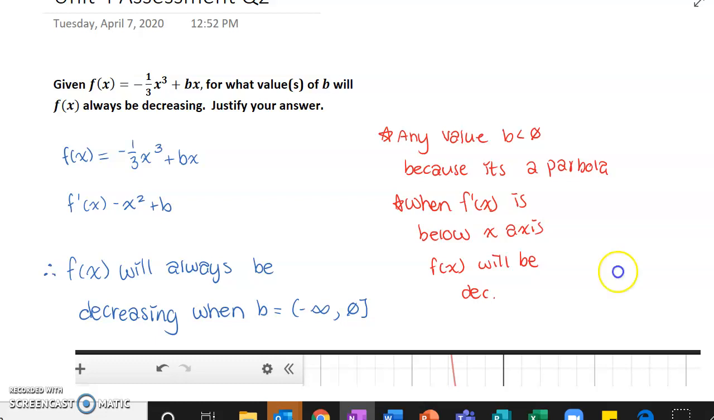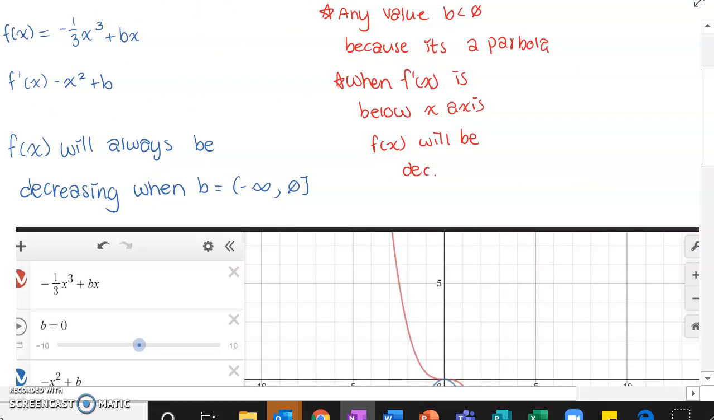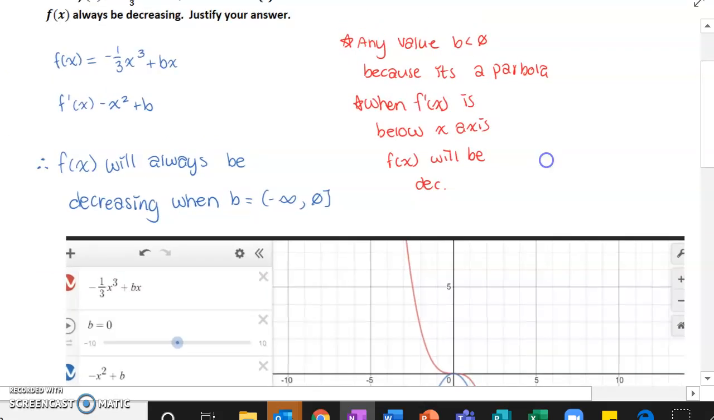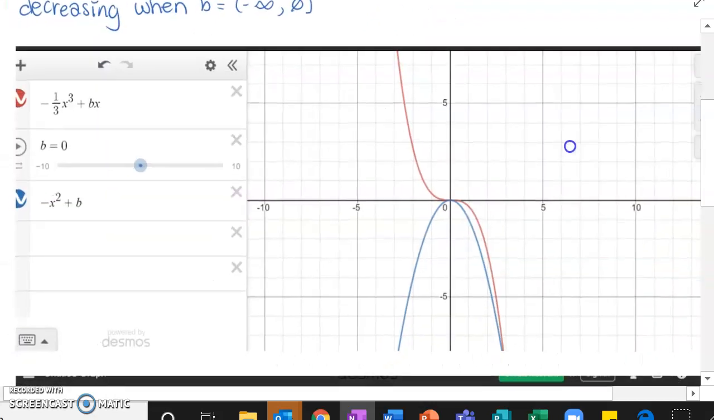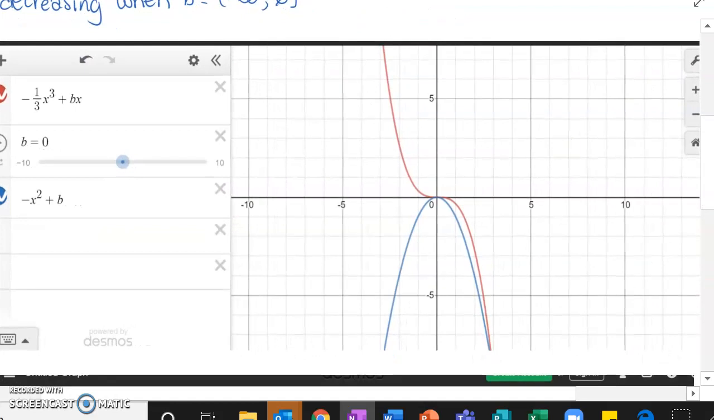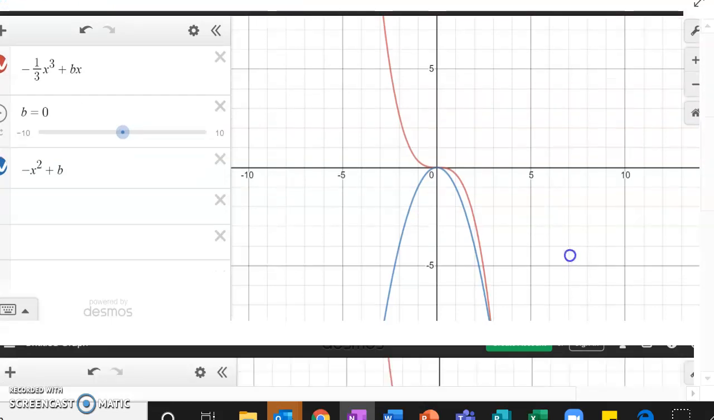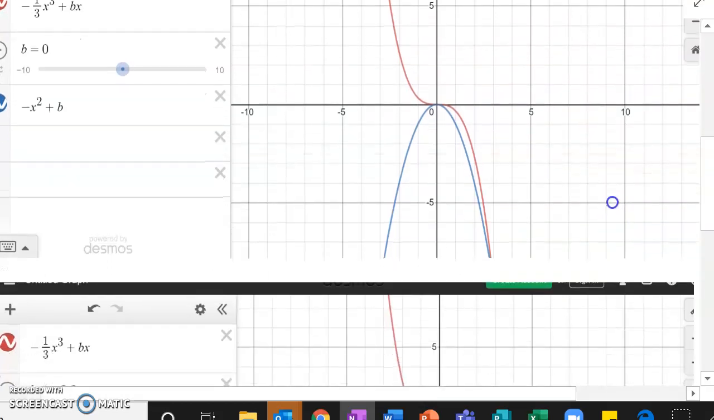So since I figured that out, I ended up realizing that f of x will always be decreasing whenever b is anything from negative infinity to 0, including 0. And I checked over my work by plugging in both the first derivative function and the original function into Desmos. And here you can see that I have the b value at 0. And as you can see at 0, the original function, which is in red, is still decreasing, and the parabola is still in the negative quadrant.